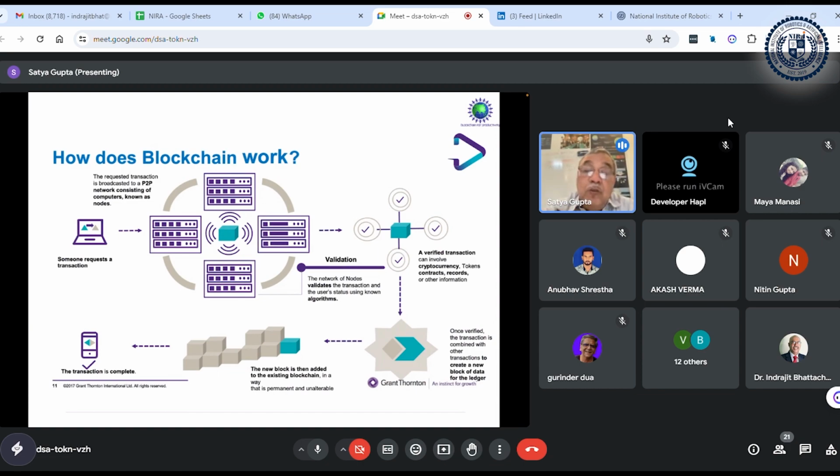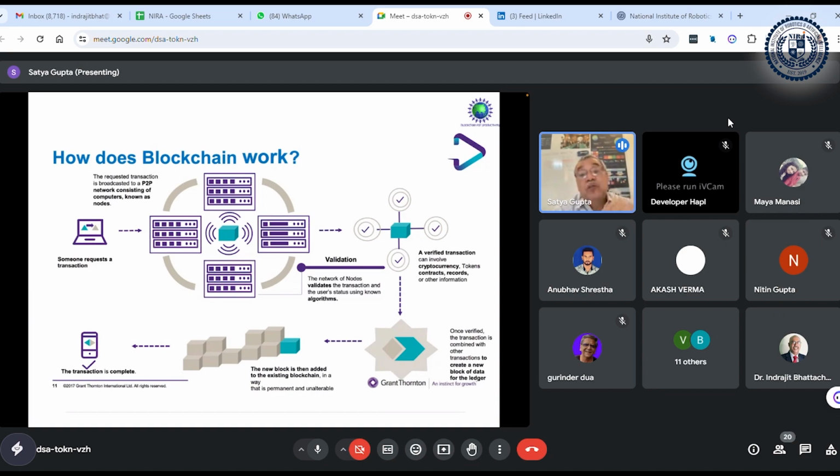So then the new block is added to the existing blockchain in a way that is permanent and unalterable. Whatever data once comes on the block, it is cryptographically encrypted, and also there is a hash, and the hash has a linkage with the previous block also. So that is where it becomes immutable, and then this is added to the block after validation and after creating a new hash, and the transaction becomes complete.